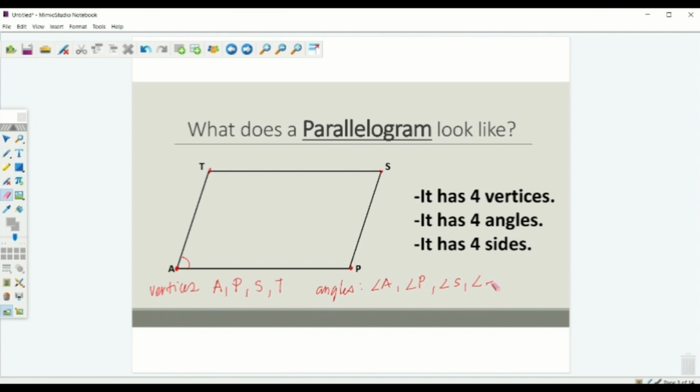It also has four sides, namely segment or side AB, then we have segment DC, then we also have segment CB, and also segment DA. So this is a parallelogram, which is also a quadrilateral.